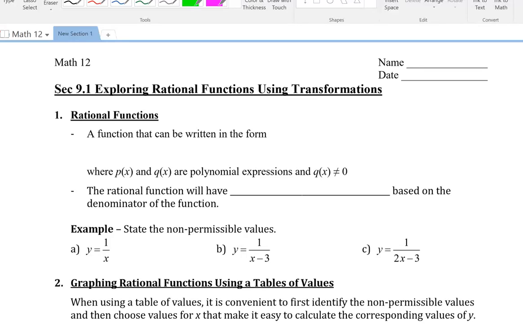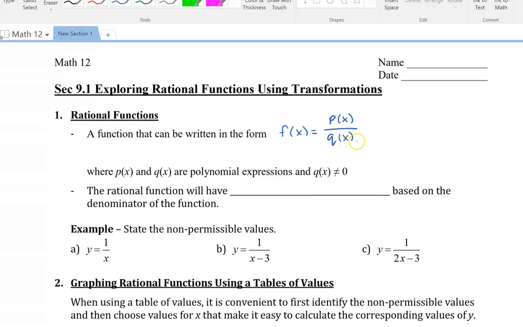In this video, we're going to take a look at rational functions using transformation. So a rational function is a function that can be written in the form f of x equals p of x divided by q of x, where p of x and q of x are polynomial expressions, and q of x cannot equal 0 since we can't divide by 0.